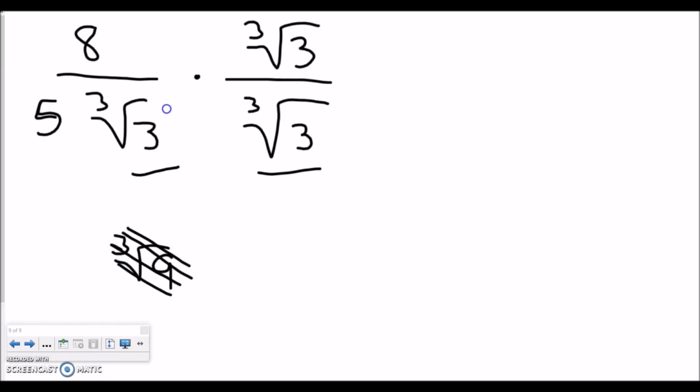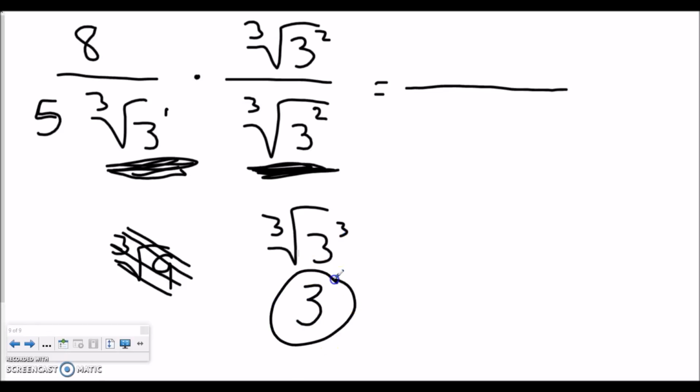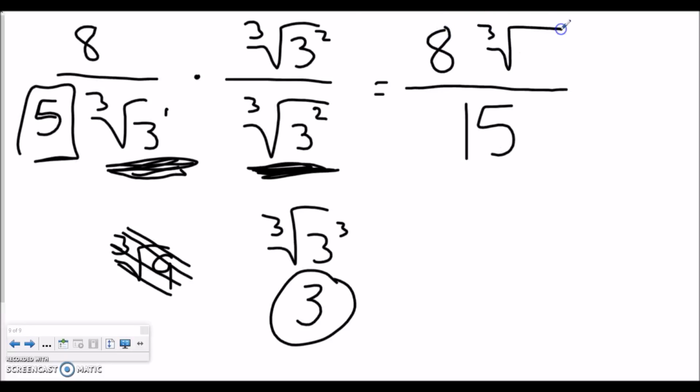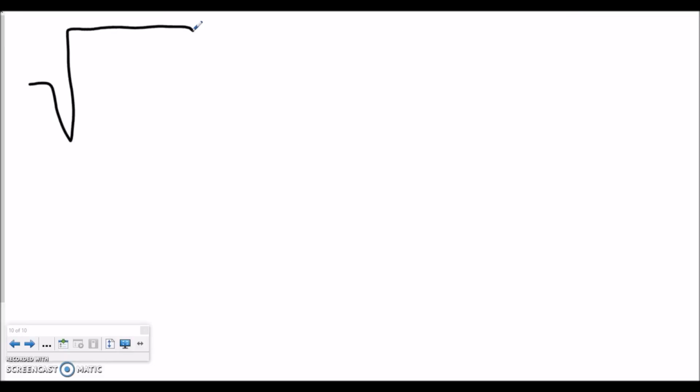So maybe it helps to write our exponents. The 3 has an exponent of 1, so over here I need an exponent of 2. Now in the denominator, the cubed root of 3 squared, well that's like the cubed root of 3 cubed. That's just 3. Take that 3 times this 5. That gives me a 15 in the denominator. My numerator, my 8 stays in front of the radical. And again, you can write 3 squared, or you can write 9. And nothing reduces there.